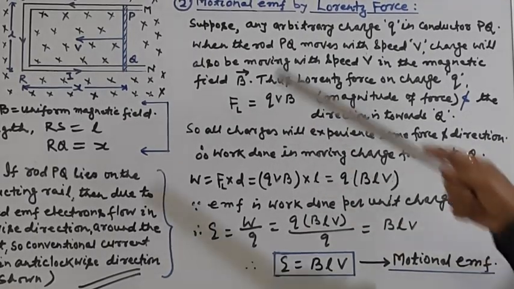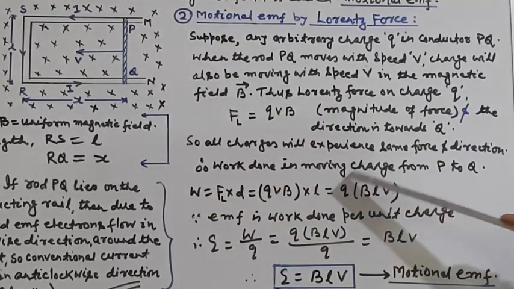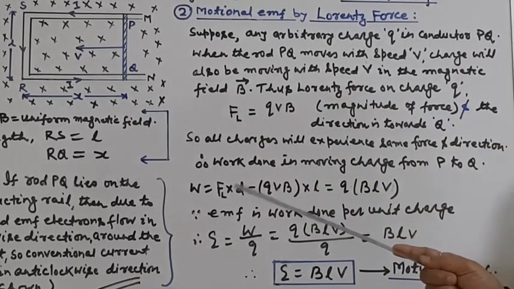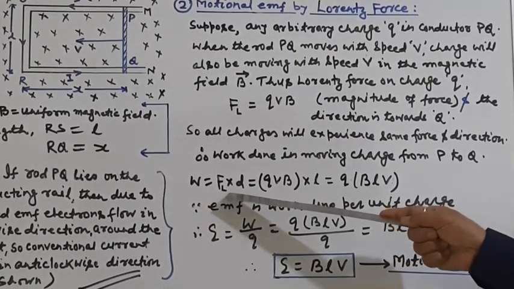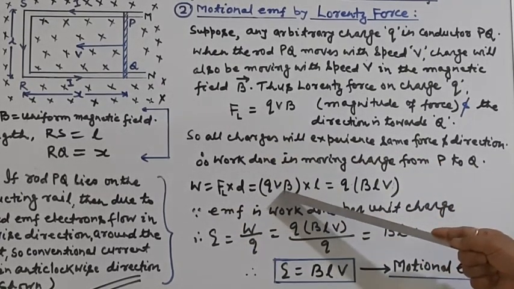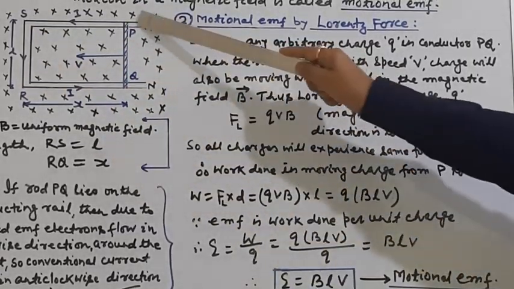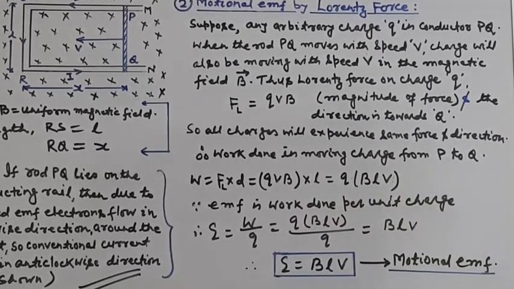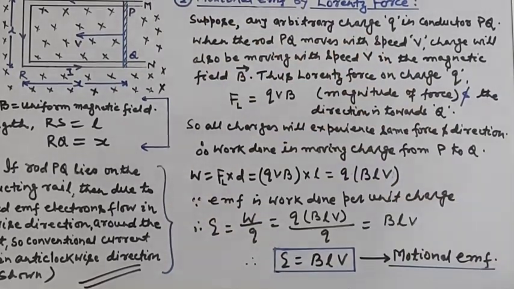Now we shall calculate the work done in moving the charge from point P to point Q. Why are we calculating this work done? Because work done per unit charge gives the EMF. So what is the work done? Work done is equal to force times displacement. Force is the Lorentz force, so F_L is equal to QVB, to be placed here. And displacement is what? This PQ is moving. The distance is L from P to Q. So put L here, and it becomes QVBL. Q will be taken out. So this is the work done in moving the charge from point P to point Q.